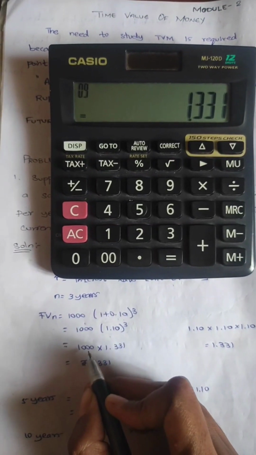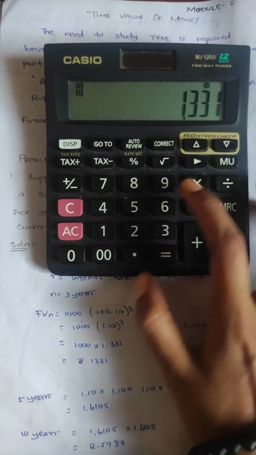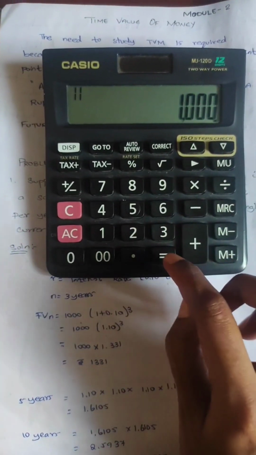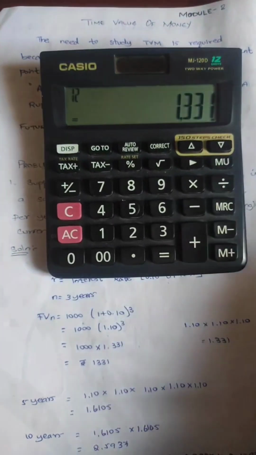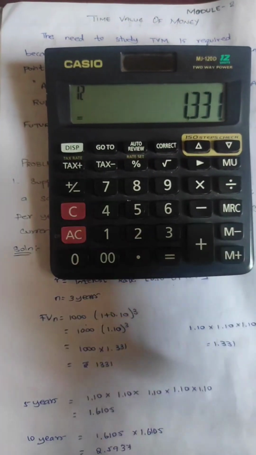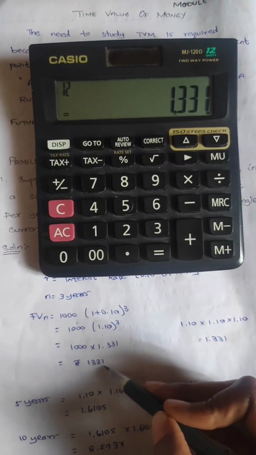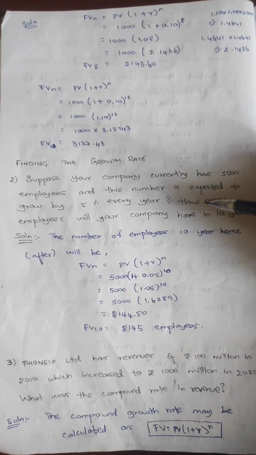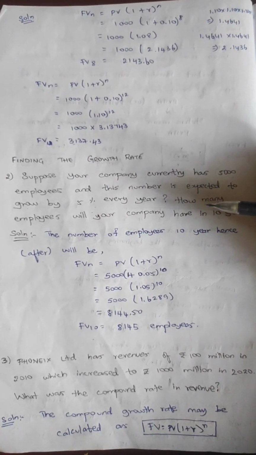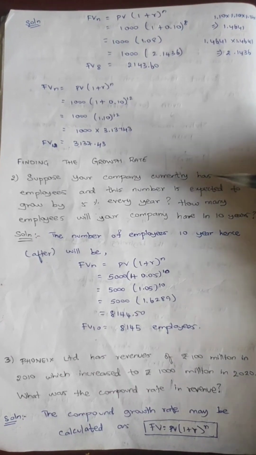Now we will be multiplying it with the present value. So 1000 into 1.331 we get 1331. Thus the future value after 3 years is rupees 1331. In the previous problem, we learned how to find future value. In this problem, we will be learning how to find growth rate.